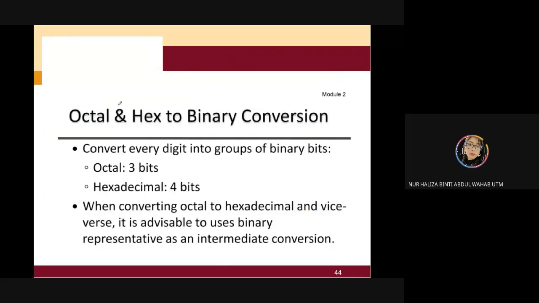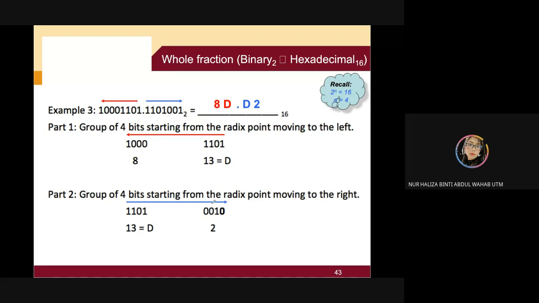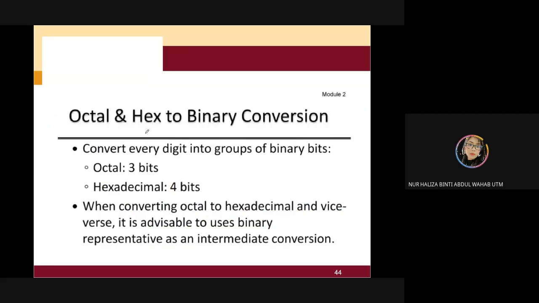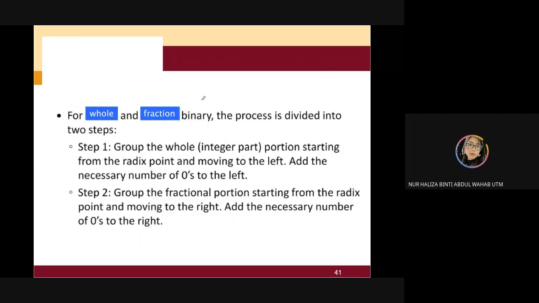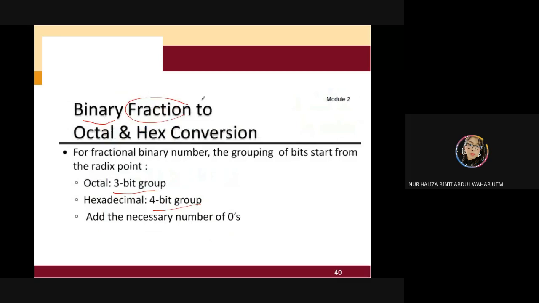In the next class, we will revise this example again and look at another method which is vice versa: from octal and hexadecimal, we will convert back to binary. So until here, is there any question?